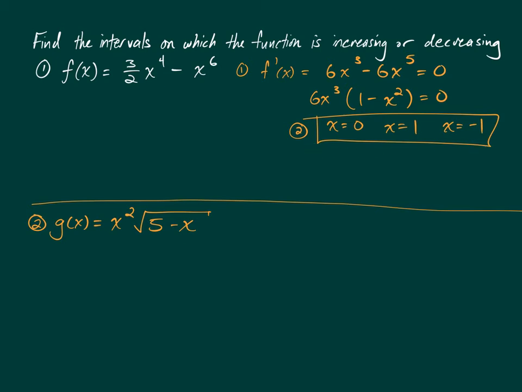Step 3 is to set up a sign chart. And really, that just involves using a number line. So I'm going to draw out a number line here. And I'm going to put all of the critical values underneath this line. So -1, 0, and 1. And since this is a number line, they have to be in the correct order. So -1 to the left, 0 in the middle, 1 to the right.